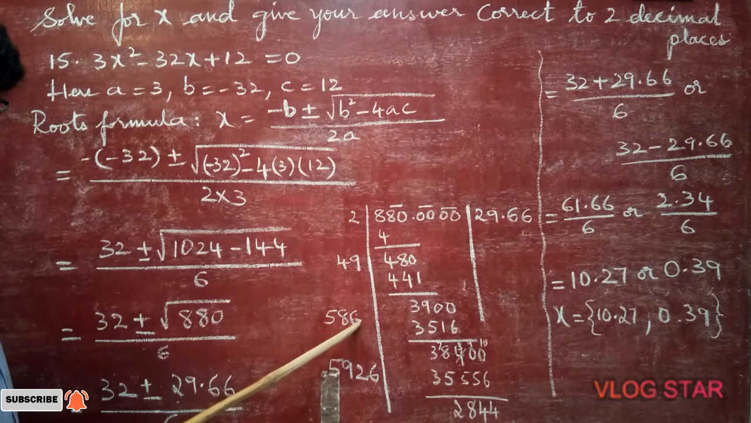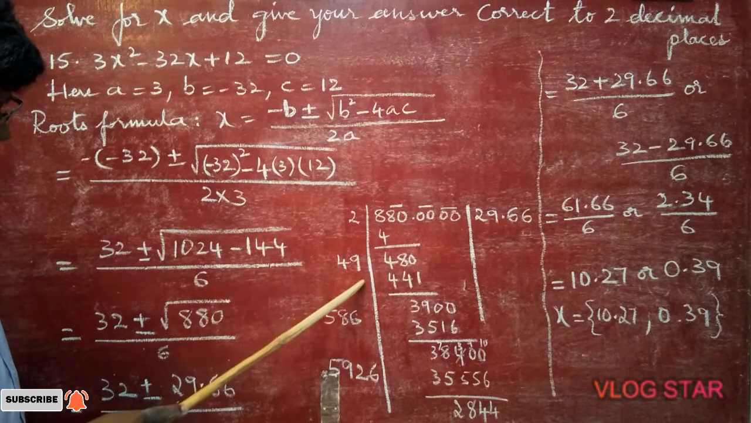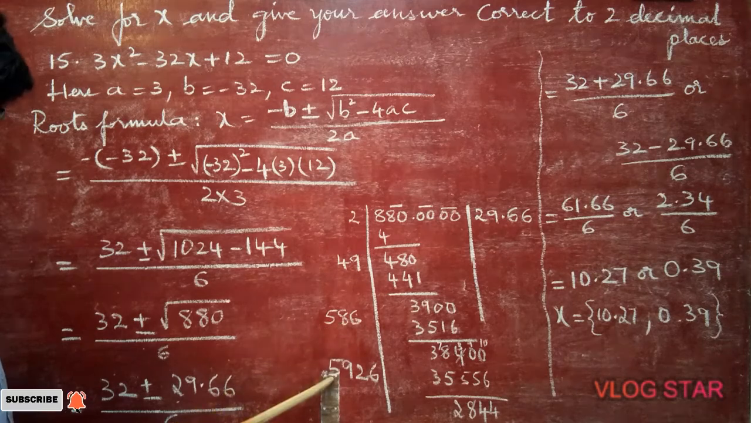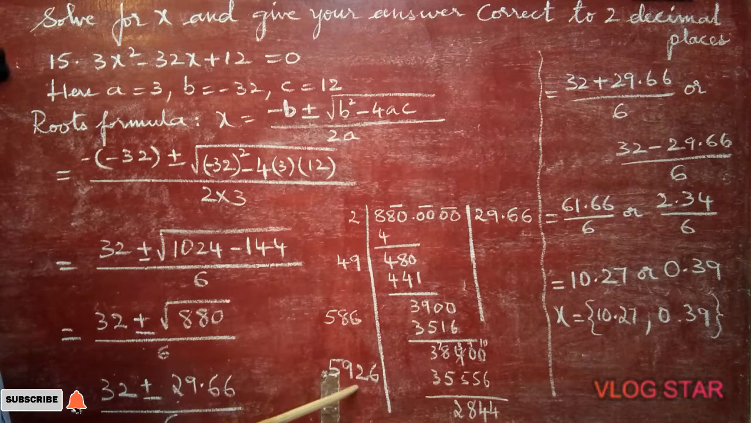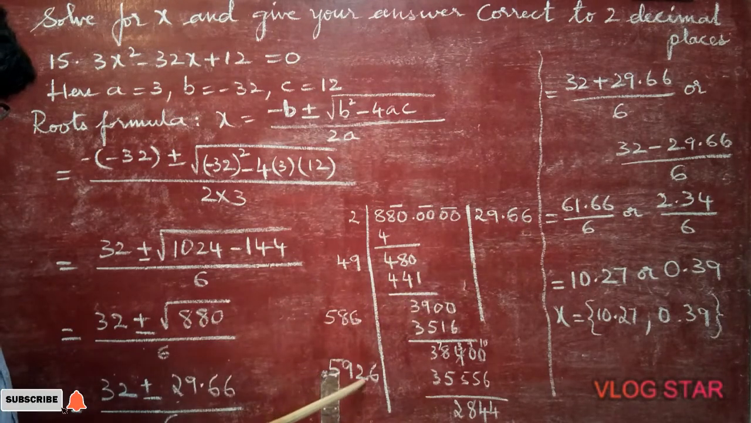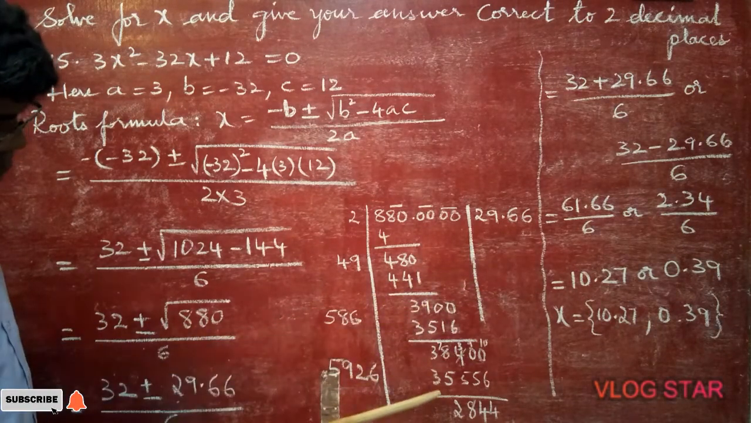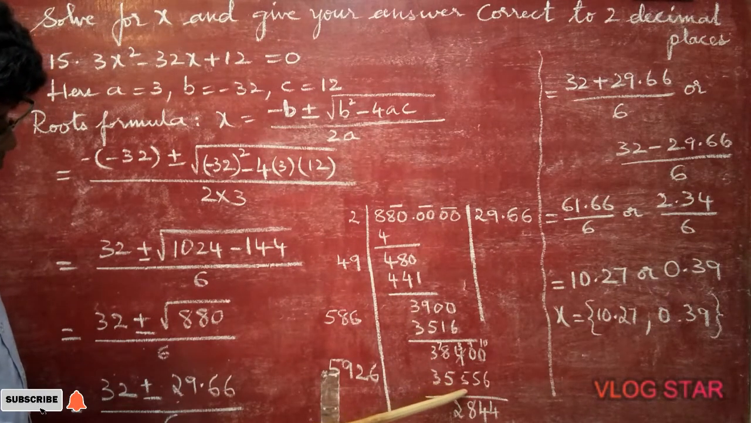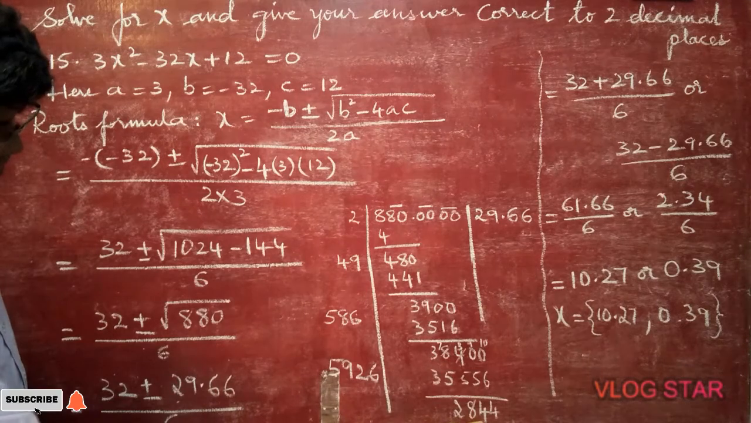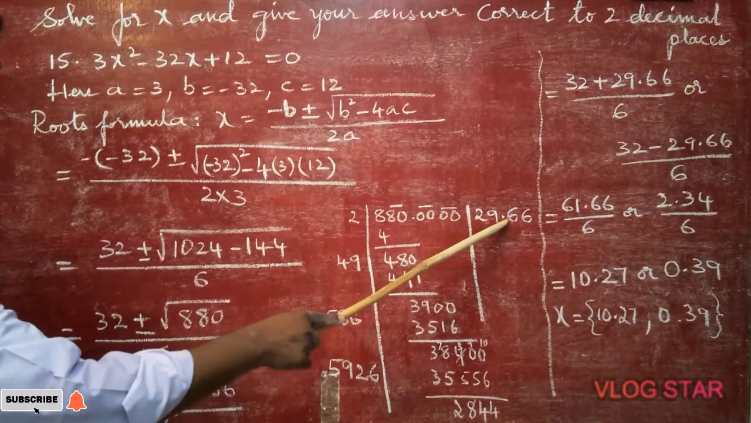The last digit, how much is there? That much you add. Here you added 9, here you added 2, here you have to add 6. 12 plus 19, so 592. 592, 6 times it goes. So 5926 into 6, if you multiply, 35,556. Subtract: 2844. They ask up to 2 decimals.